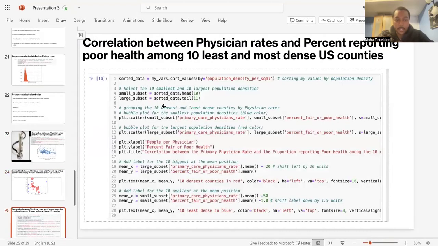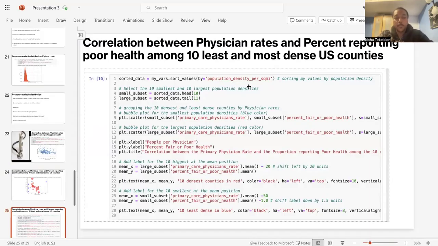Just quickly look at some of the code here. So from the small subset, I took the dot head, the 10 smallest, and well, by the way, I sorted the data initially in ascending order from the population density per square mile.